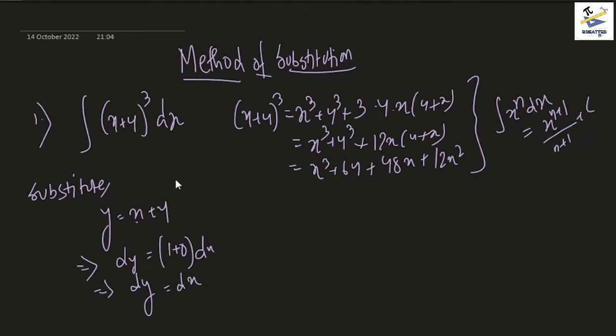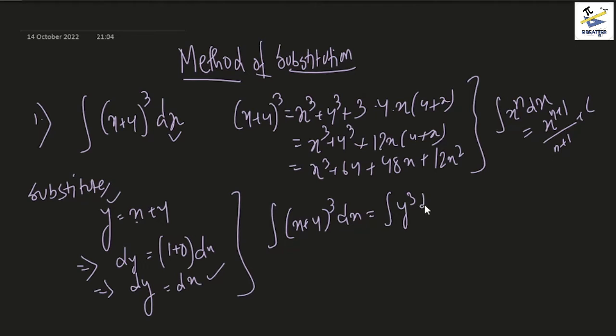So what we are trying to do, when converting the whole integration from a variable of x to a variable of choice y, is to also find dy in terms of dx. So dy would be some function of dx. Here it is equal, which simplifies our integral like this: x plus 4 whole cube dx would just be equal to y cube dy, because you see we have substituted.